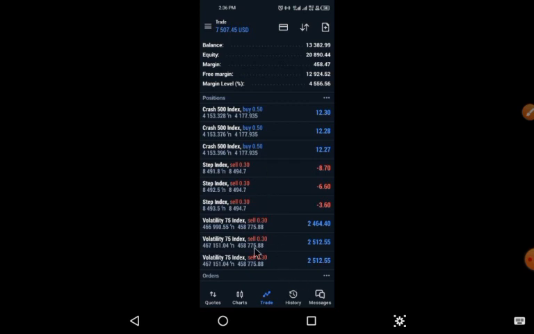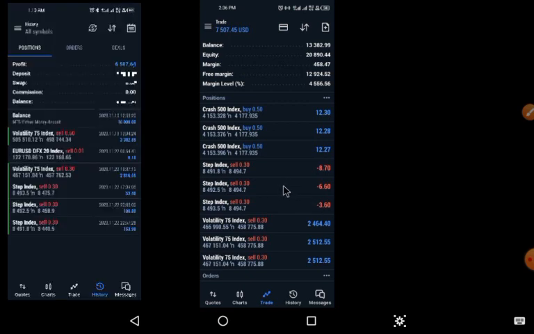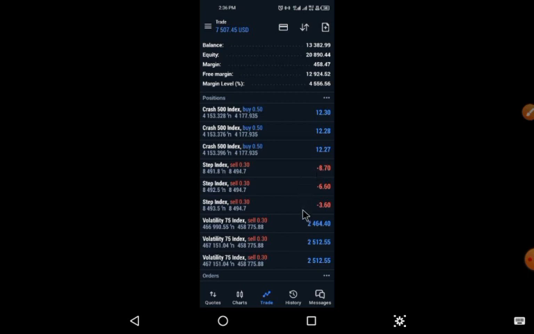But at this time, the step index was still in red. It was still in loss, it was giving us some drawdown. So this is still running at this moment. The first TP has been hit, the second TP has been hit, and the third one is still running, and price is already approaching the third one.